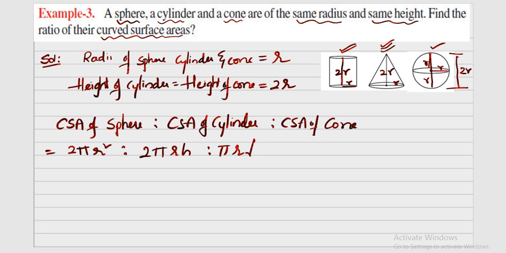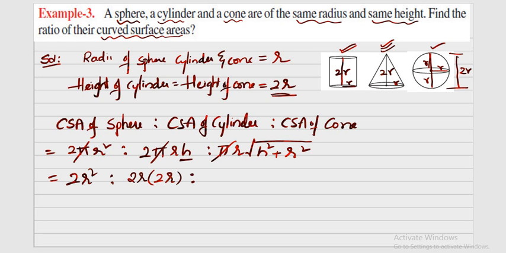But here we don't have any slant height, right? So instead of slant height we are going to use the square root of h square plus r square. Wherever you find h, you can replace it with 2r. Clearly in each and every term I have pi, so I can cancel that pi. In the next step, 2r square is to 2r into h, replaced with 2r, is to r into the square root of 2r whole square plus r square.